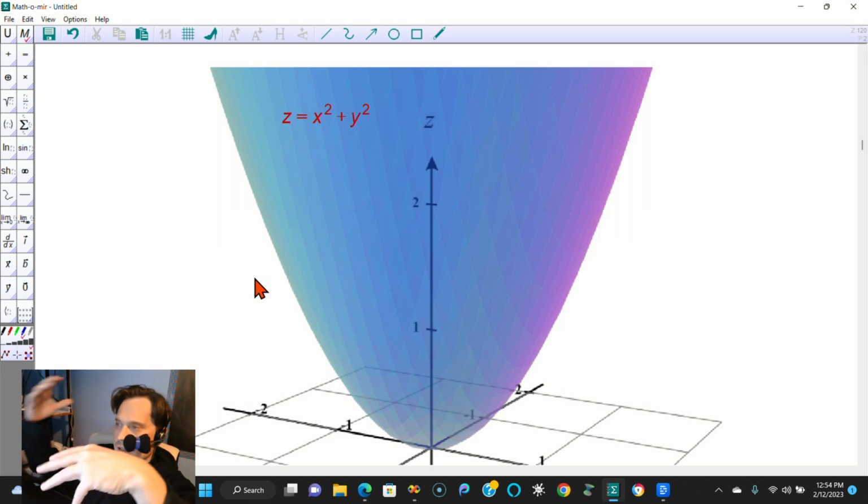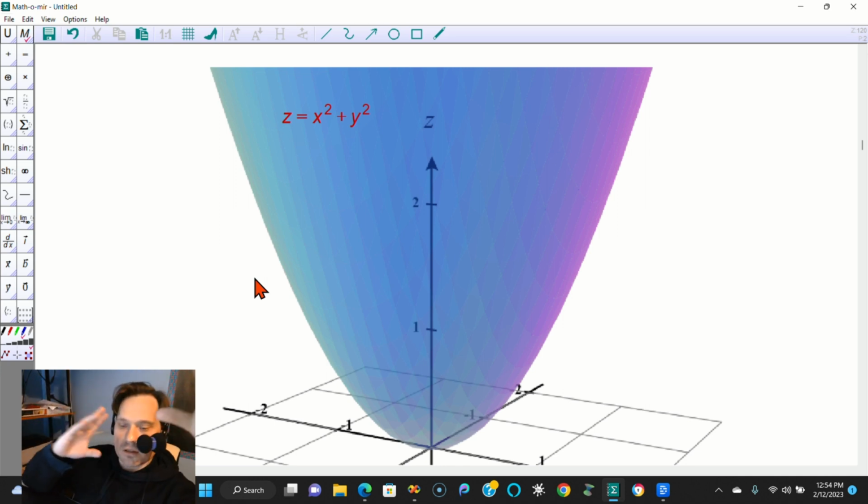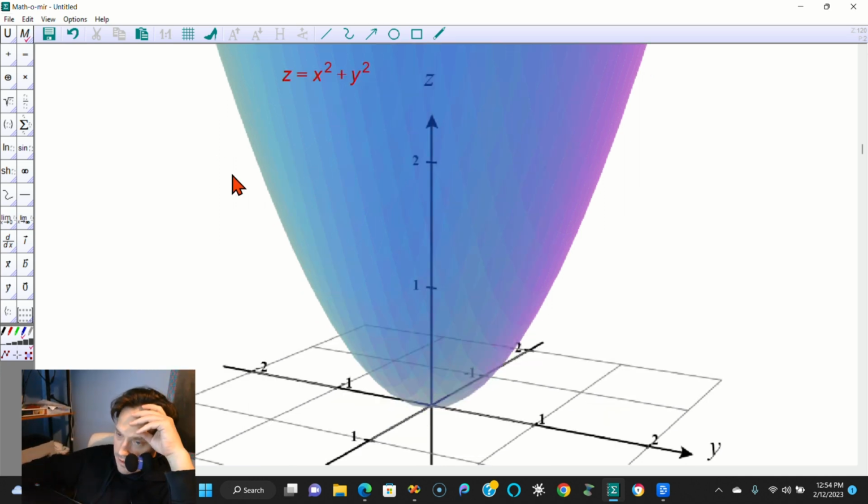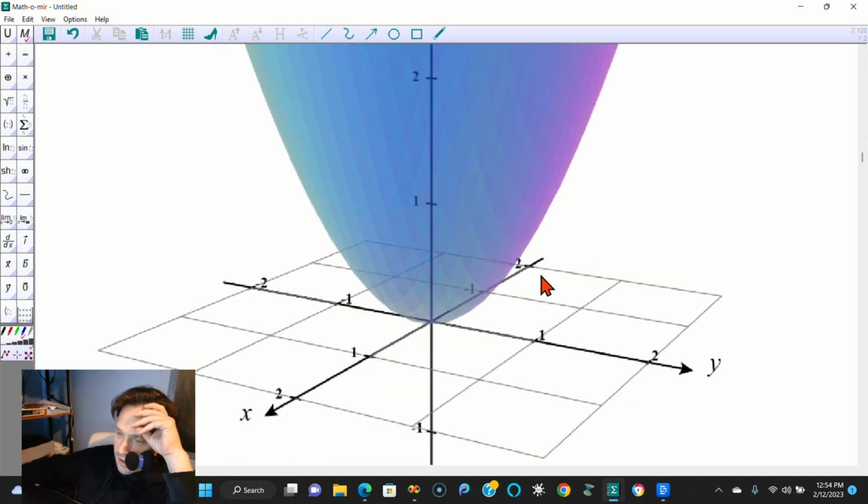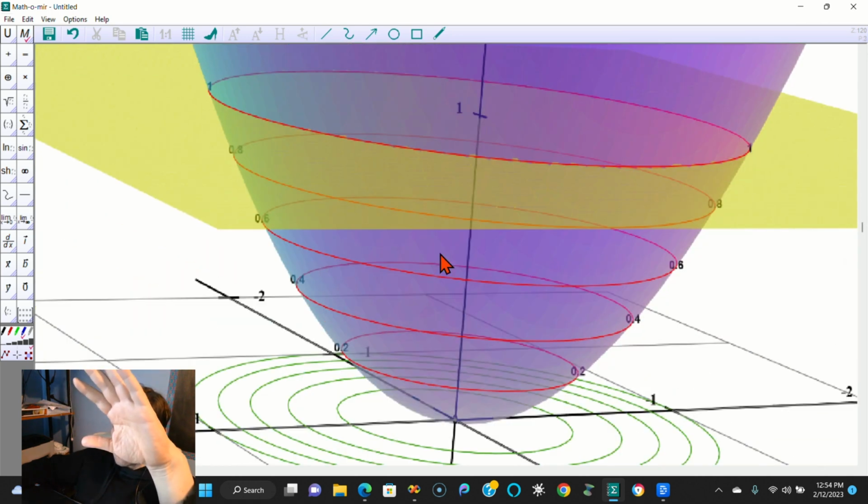Alright guys, let's take a look at understanding some concepts behind level curves. So here's a picture you see, and this represents z equals x squared plus y squared. You have the x-axis, the y-axis, and the surface is above it. Okay. So this is what you do. Let's look at this next picture.